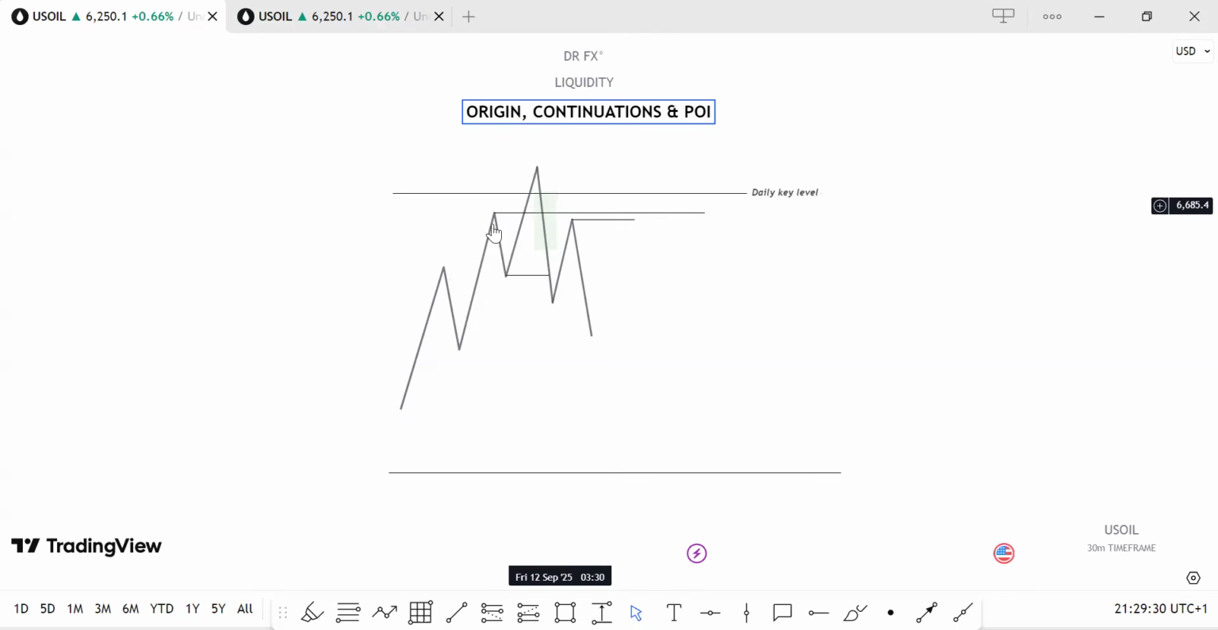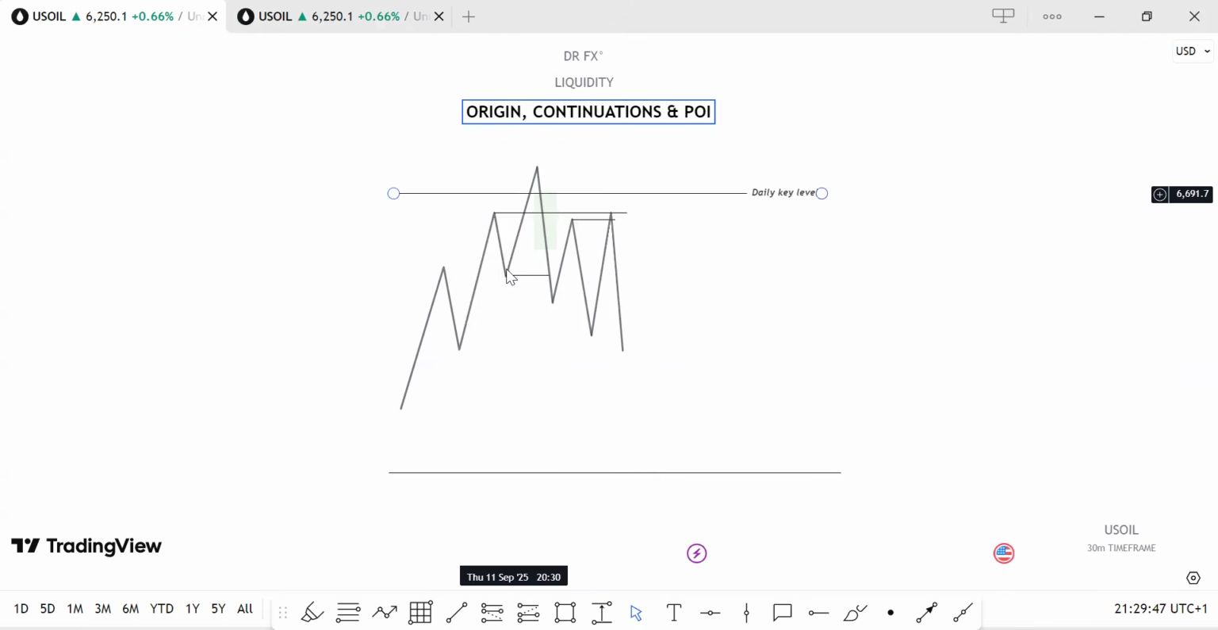The QM is going to make it A plus only if there is a fair value gap overlapping inside that QM with this liquidity. Then you sell. What type of setup is this? An origin setup. Now, for an origin setup to be an A plus setup, what do I tell you?